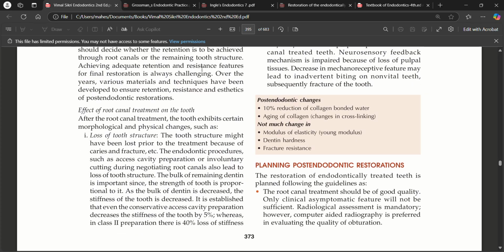Planning of post-endodontic restoration. The restoration of endodontically treated teeth is planned following certain guidelines. The root canal treatment should be of good quality. Only clinical asymptomatic features will not be sufficient, so radiological assessment is mandatory. However, computer-aided radiography is preferred in evaluating the quality of obturation.